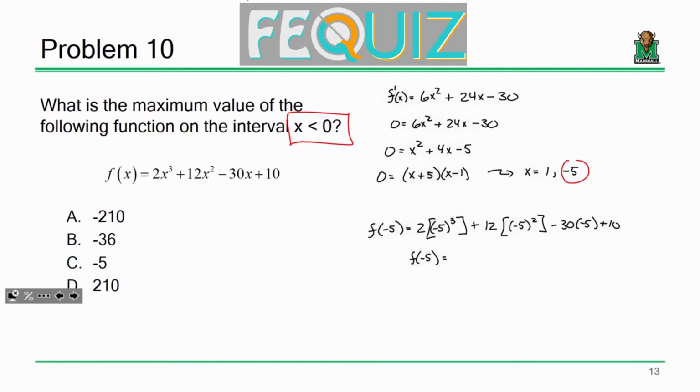What do we get when we do the plug and chug there? Well, let's take this one step at a time. So this is 2 times, what's -5 cubed? -125 plus 12 times 25. And then I've got negatives here, so I can just say plus 30 times 5 plus 10. So this is -250 plus 12 times 25, that's what, 300? Plus 150 plus 10, that's what?